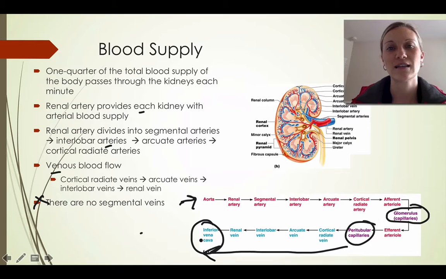So that basically is the summary of the urinary system and a little bit about the kidneys, and I hope you found that helpful.